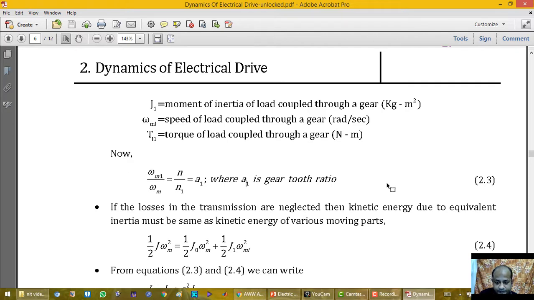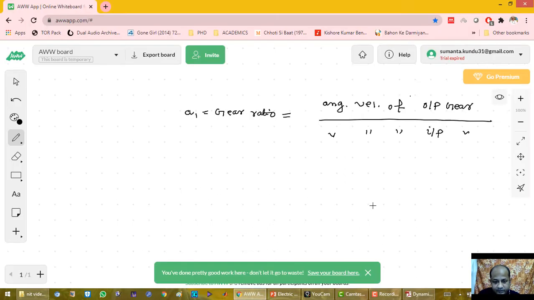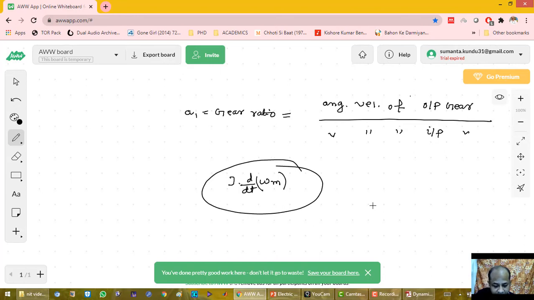Now, in our last class we saw that when we deduced the basic torque equation, that is TE equals TL, that is the load torque, plus J d omega m by dt, that is J d/dt of omega m, and this we denoted as dynamic torque.